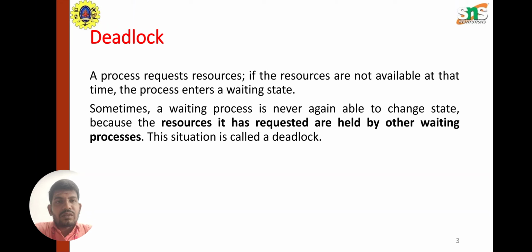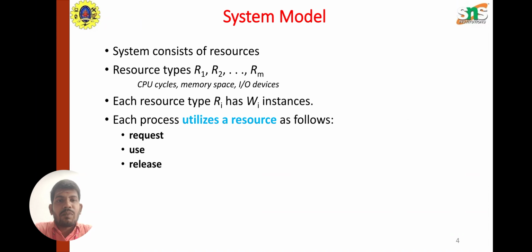A process requests resources. If the resources are not available, at that time the process enters a waiting state. Sometimes a waiting process is never again able to change state because the resource it has requested is held by another waiting process. This situation is called a deadlock.